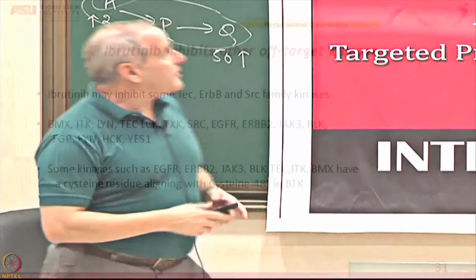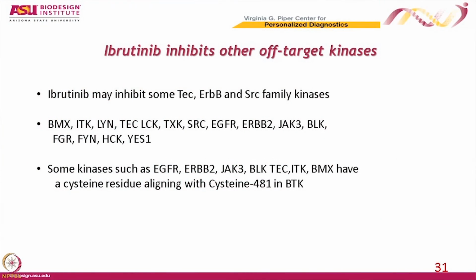So that was what occurred to us. You know, it might inhibit ERBB, Src family members. Some of these proteins in the literature had been listed by someone somewhere as being inhibited by Imatinib, Ibrutinib. I keep confusing those. Although the data were not very strong. And then some of these had the cysteine residue, which is in the binding pocket where the drug seems to bind.